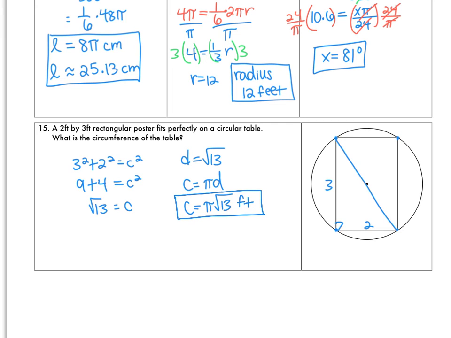And we can get our irrational approximation here. So they're both irrational numbers. So square root of 13 times pi is equal to approximately 11.33 feet. Let's go to the hundredths place. So that's our approximation and the exact, and I want both of those. And that's it for the review.